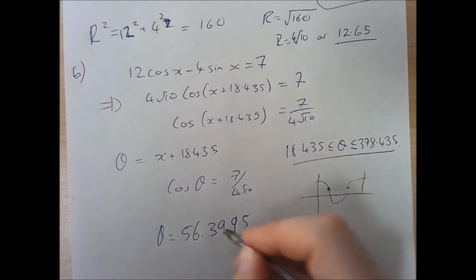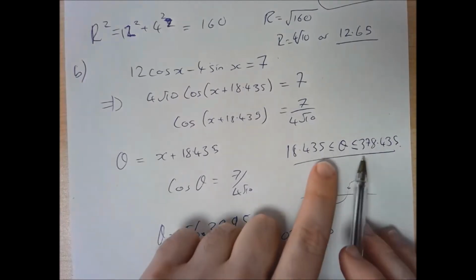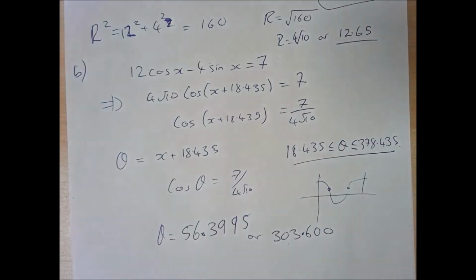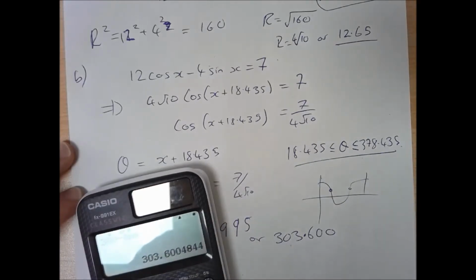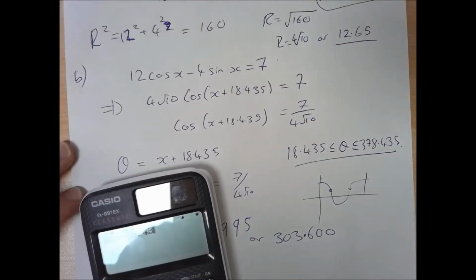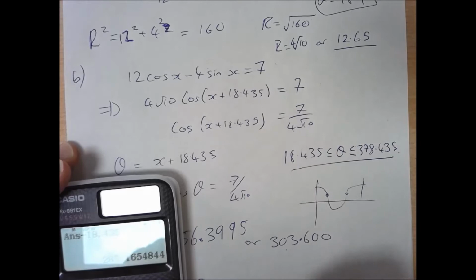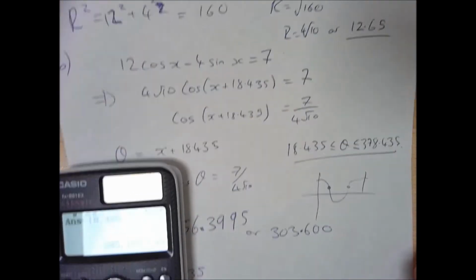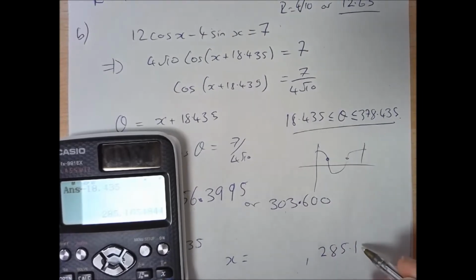Once I've got these two answers, remember these answers are for theta. I can work backwards, just checking both of these answers are in the range, so we don't need to make any other changes. So x is theta minus 18.435. We just need to subtract 18.435 from both of these answers. So while I've got this one on my calculator, I'm going to do this one, minus 18.435. So our second answer, x equals 285.165.